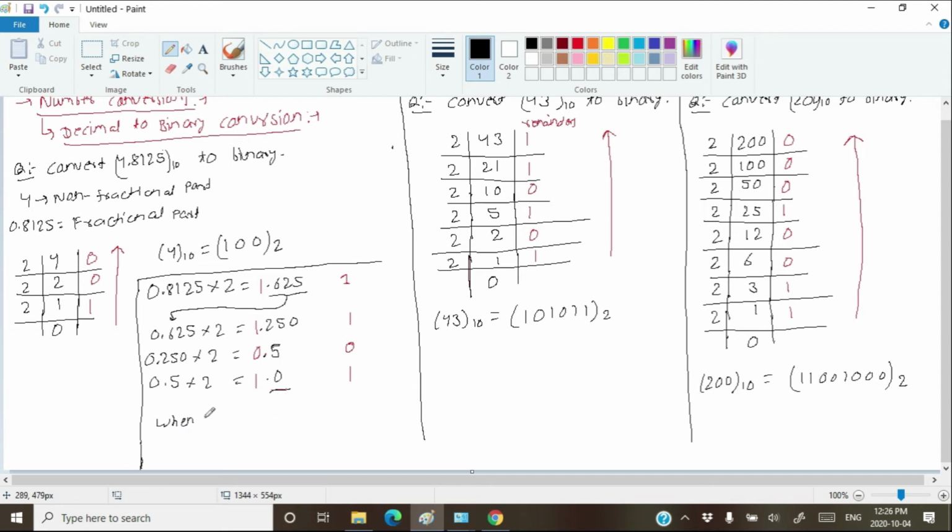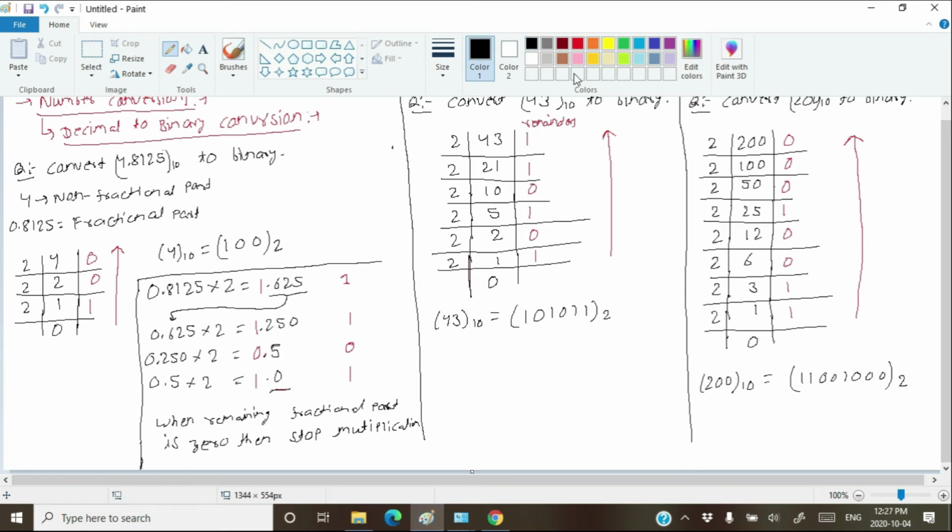Okay, when the remaining fractional part is 0, then stop multiplication. When the remaining fractional part is 0, then only you stop multiplication.